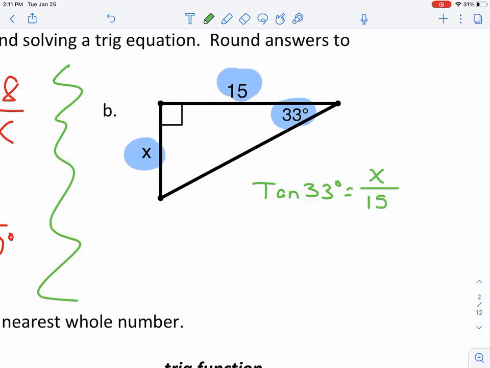So to solve this for X, now I'm going to multiply both sides by 15. So I get 15 times the tangent of 33 degrees is equal to X. And then I'm just going to plug into the calculator. On your calculator, we don't have to divide in this case because it's already solved for X. So we're just going to do 15 times the tangent of 33.